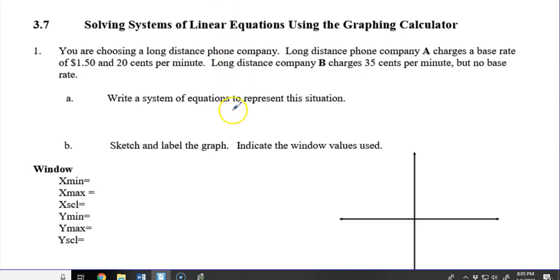So this first situation is one where we're going to have to set up the system. Okay, so part A, it says write the system. Then we're going to sketch and label this graph to solve it. Okay, so let's go through. I'll have you pause after you've underlined any of the important facts in here. Play the recording when you're ready.